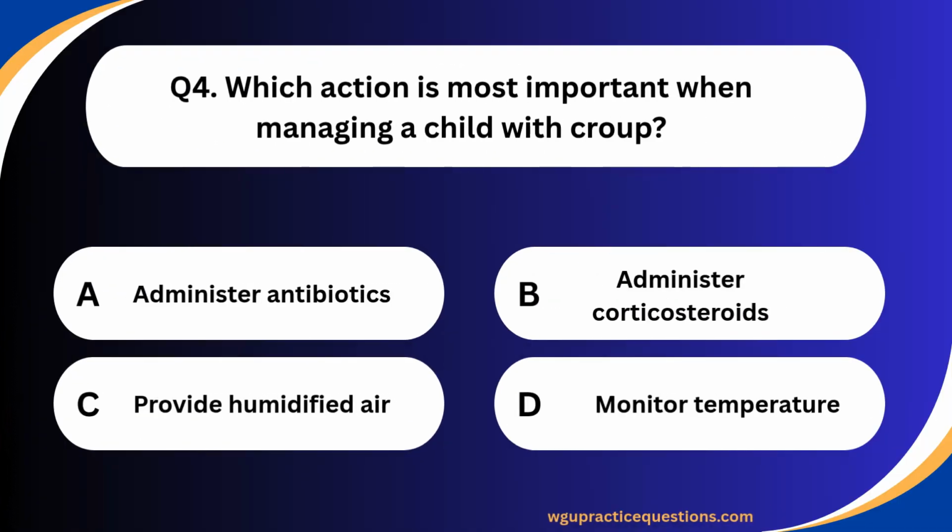Question 4. Which action is most important when managing a child with croup? A. Administer antibiotics. B. Administer corticosteroids. C. Provide humidified air. D. Monitor temperature. Which one is the correct answer?